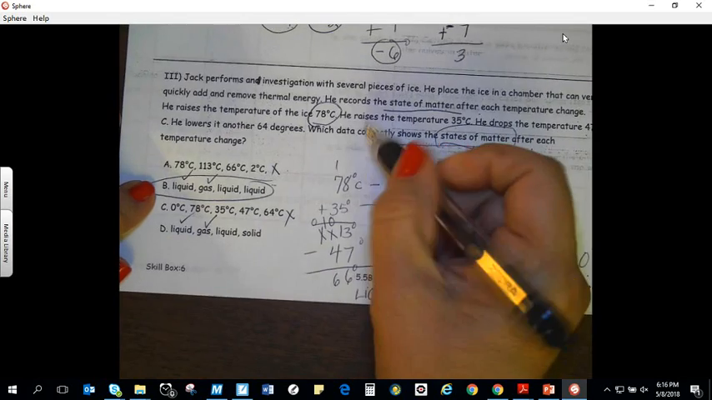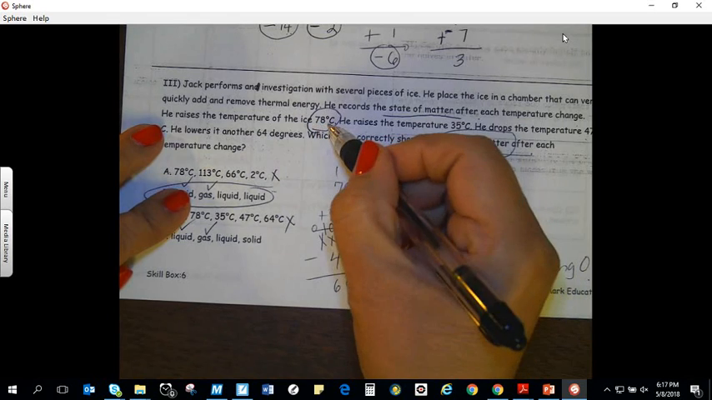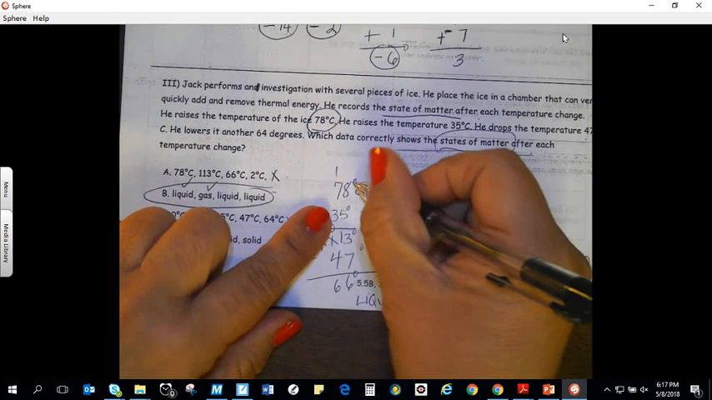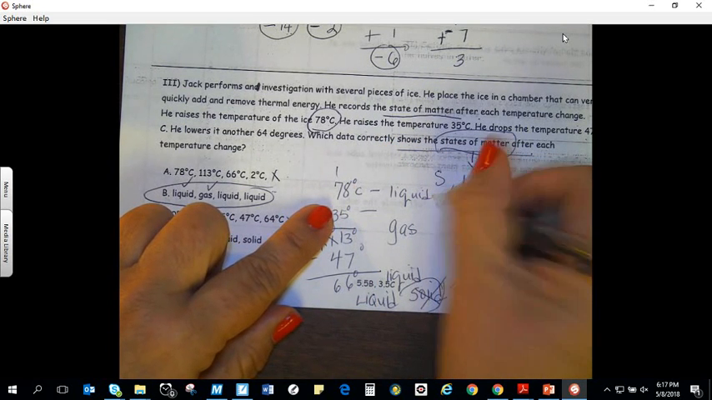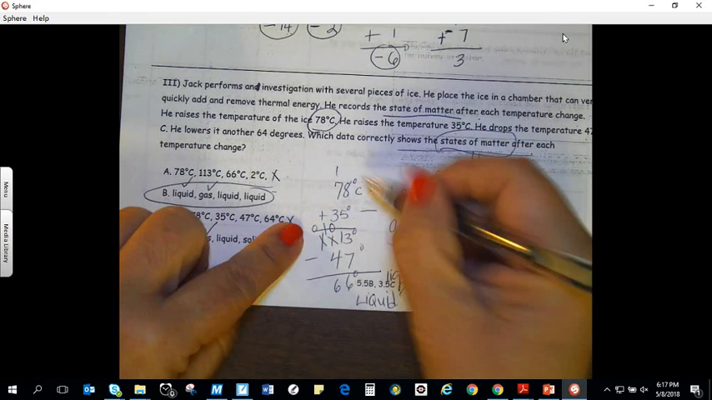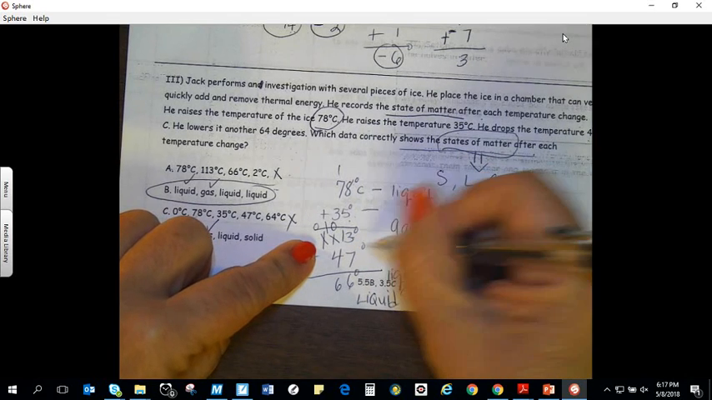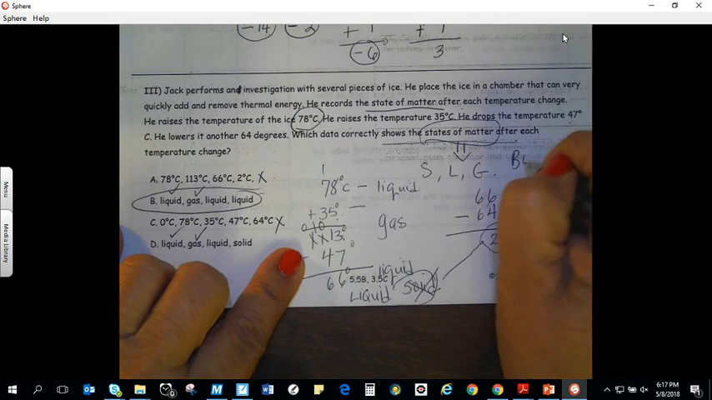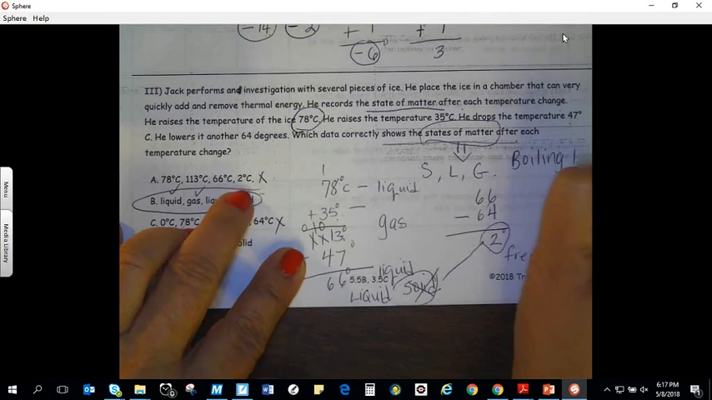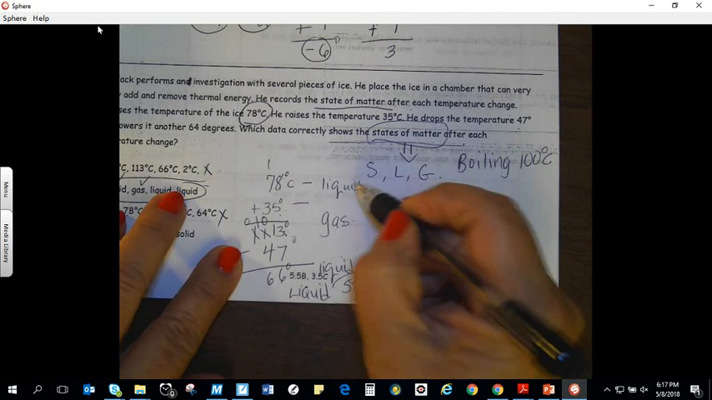So now I have to take, first of all, he raises the temperature of the ice at 78 degrees Celsius. So when he raises it to 78 degrees Celsius, the ice turns to a liquid. Then he raises the temperature again. So I added 78 plus 35, and that got me 113 degrees. And so it's above the boiling point because I have freezing, I have boiling point is at 100 degrees Celsius, which means that it began to boil and it went from a liquid to a gas.